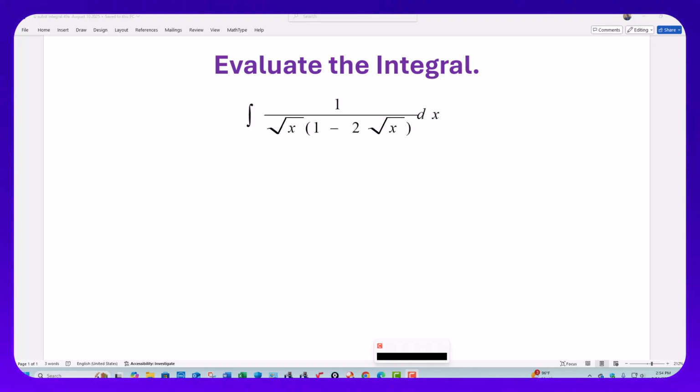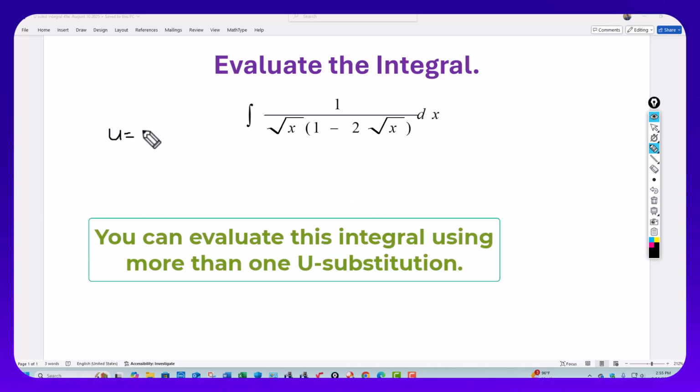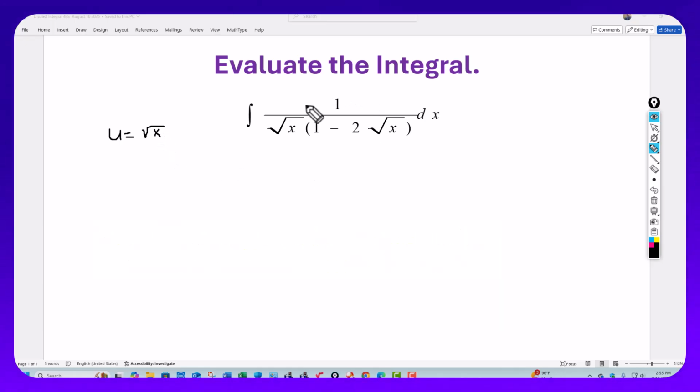In this video, we have the integral of 1 over the square root of x multiplied by 1 minus 2 times the square root of x. Now you can do this using a U-substitution. One way that it will work is to let u equal the square root of x and then transform the integral into one involving the variable u. And that'll work. You'll have to use partial fractions.